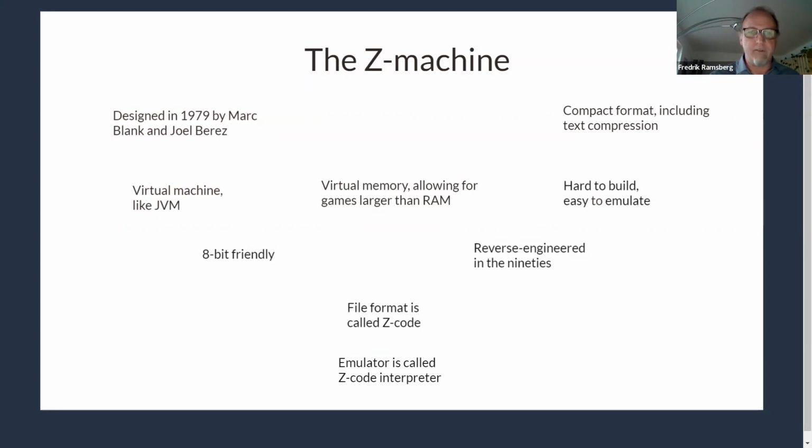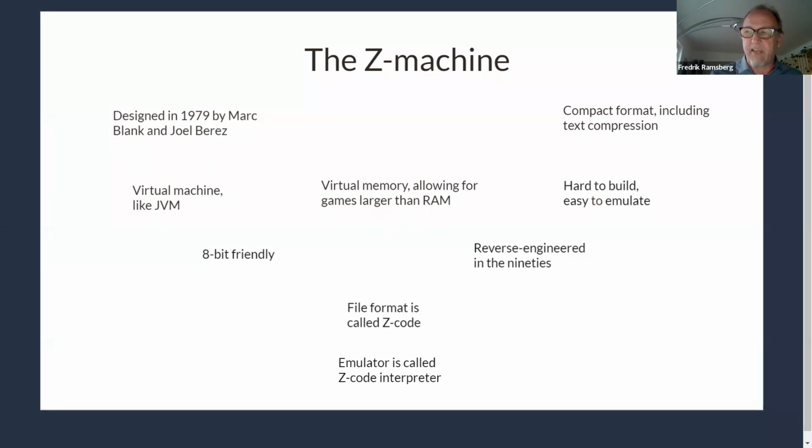So they designed a virtual machine called the Z machine, which is an imaginary computer, much like the Java virtual machine, the JVM. So you write a program for this machine. You'll never run it on the actual machine because it doesn't exist. But you can write an emulator for this machine for many different platforms. And that's what the Z machine is.